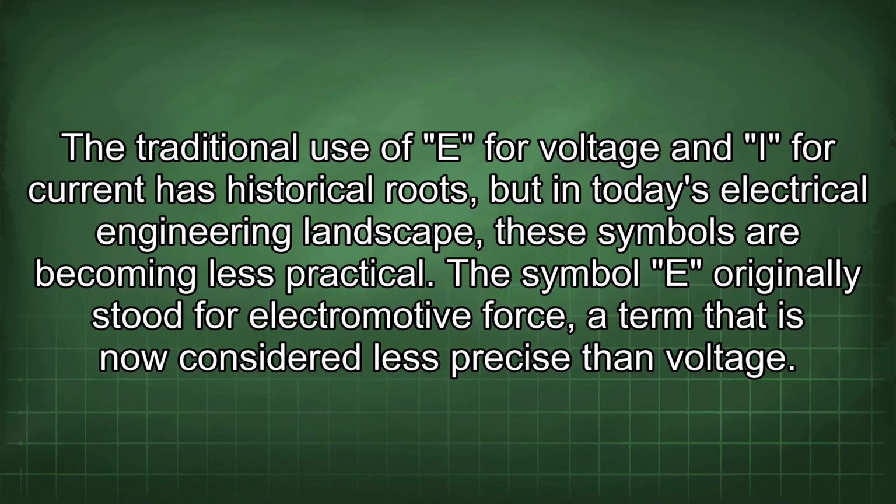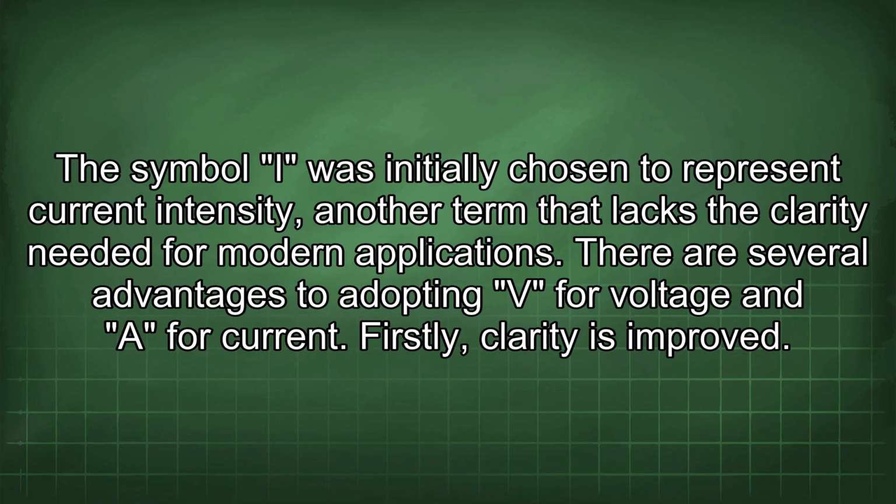The traditional use of E for voltage and I for current has historical roots, but in today's electrical engineering landscape, these symbols are becoming less practical. The symbol E originally stood for electromotive force, a term that is now considered less precise than voltage. The symbol I was initially chosen to represent current intensity, another term that lacks the clarity needed for modern applications.